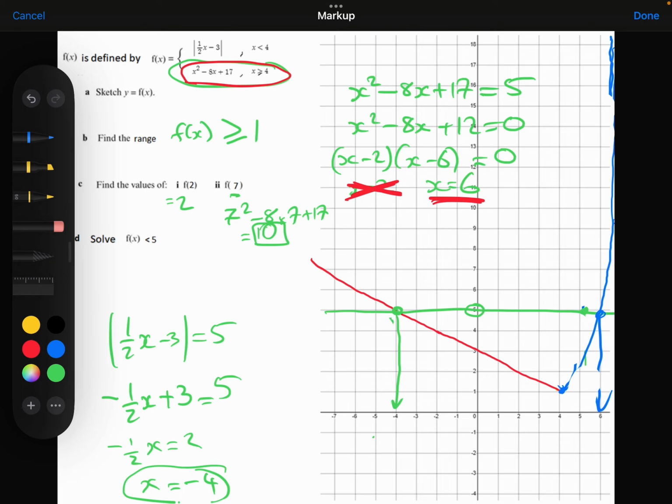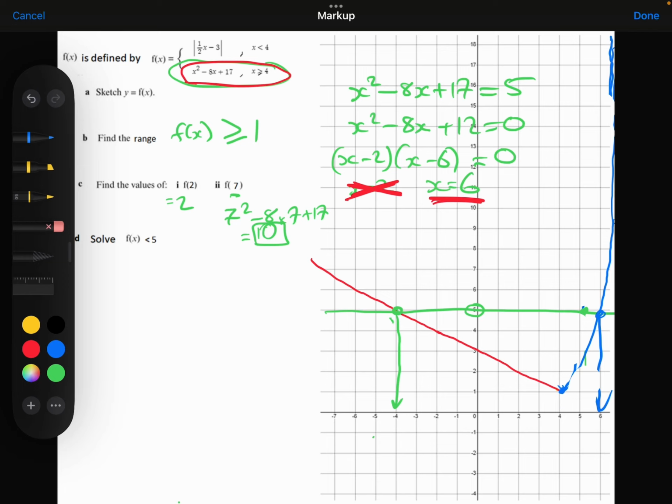So f of x is equal to 5 when x is minus 4 or when x is 6. It's less than 5 in between those values. All this bit of the graph over here is where it's below 5. So that is where x is greater than minus 4 but less than 6.